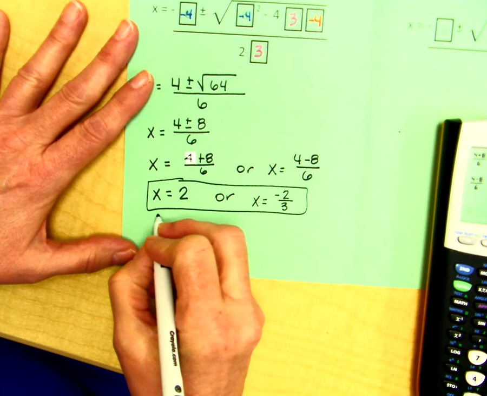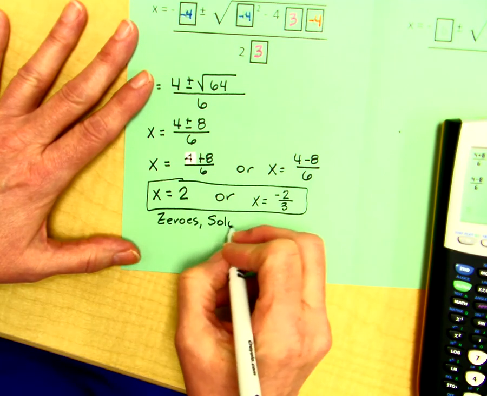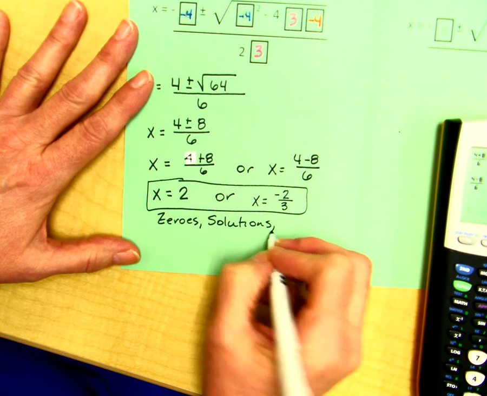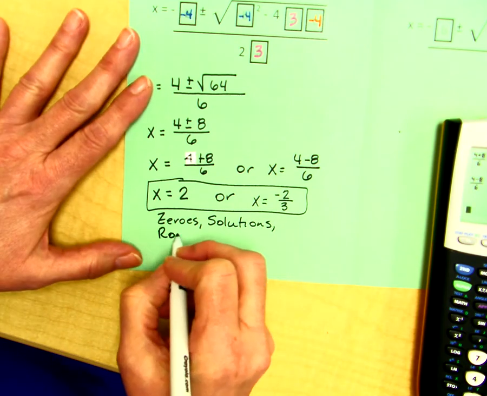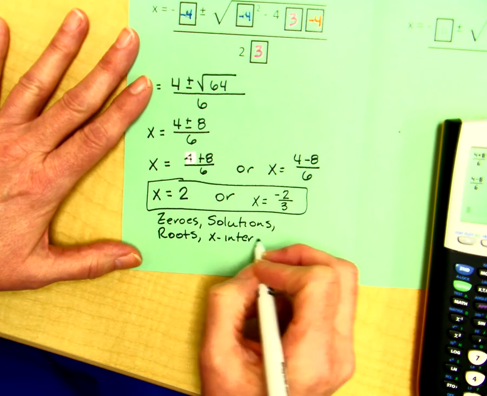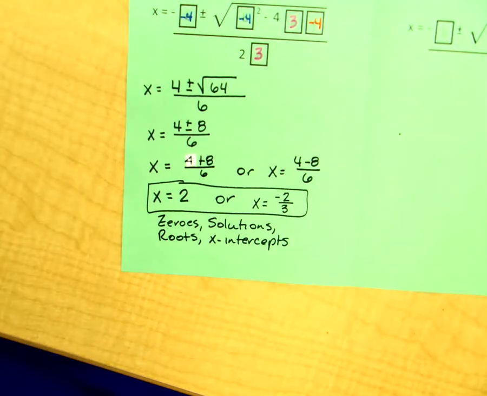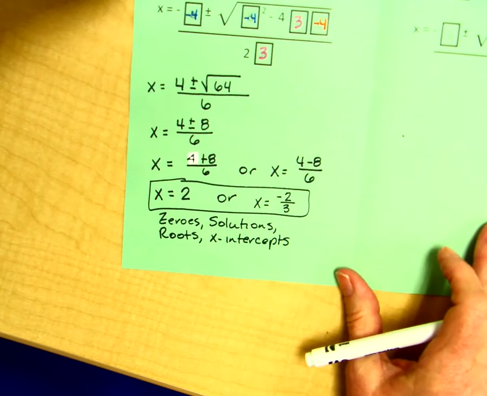So these again are our zeros, our solutions. We also call them roots and x-intercepts. Okay, so that gives the solutions for the first example.